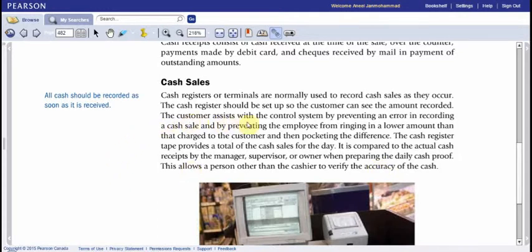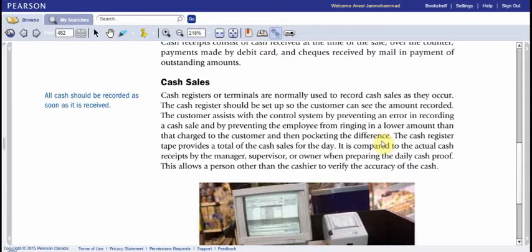The customer assists with the control system by preventing an error in recording a cash sale and by preventing the employee from ringing a lower amount than that charged to the customer and then pocketing the difference. So you'll see sometimes people try to commit fraud by, if they're selling something to a customer for say $50, and if the customer cannot see what's being rung in on the cash register, the employee may only ring in $30. The customer still gives the employee $50 and the employee just pockets the difference.